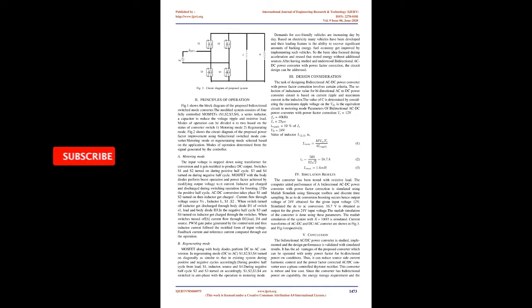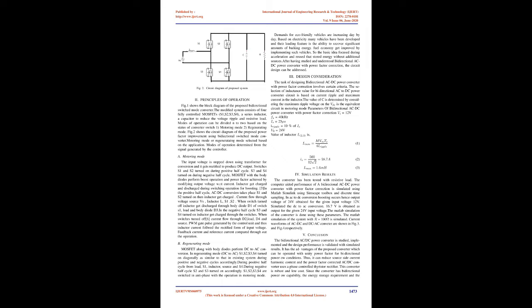Principles of operation. Fig. 1 shows the block diagram of the proposed bidirectional switched mode converter. The modified system consists of 4 fully controlled MOSFETs, S1, S2, S3, S4, a series inductor, a capacitor to reduce the voltage ripple and resistive load.